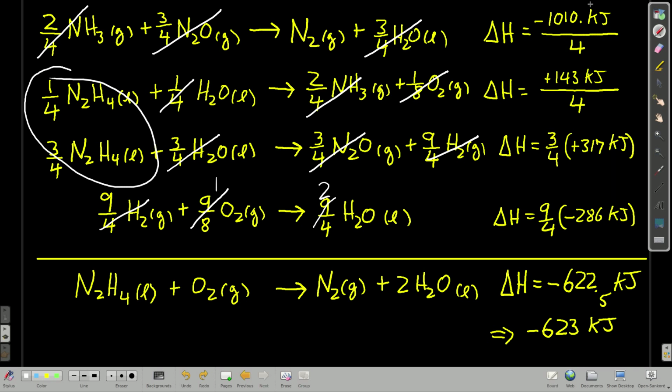And there we go. Because we divided through by 4, we divided our delta H by 4 here. We flipped it, so we changed the sign, divided by 4. We flipped this one here and multiplied by 3/4, so we did the same, changed the sign, multiplied by 3/4 for delta H. And this one we just multiplied by 9/4, so we just multiplied delta H by 9/4. When we add all these guys up, we get our answer, negative 623 kilojoules.